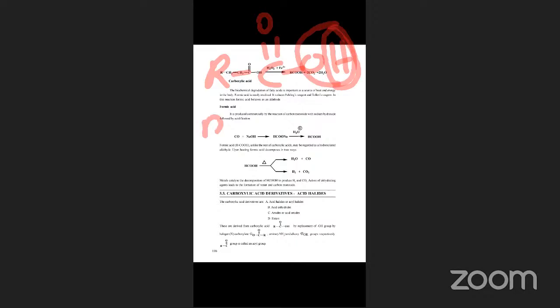So these are all carboxylic acid derivatives: acid halides, acid anhydrides, acid amides and esters. What is this? Carboxylic acid, in the presence of OH, we are adding RCOCl. What are we substituting? Chlorine, yes or no, a halogen. So the name is acid halides.